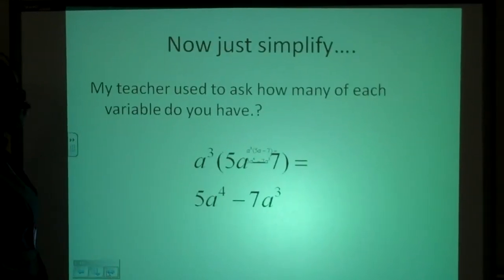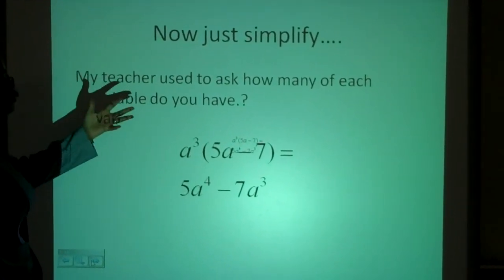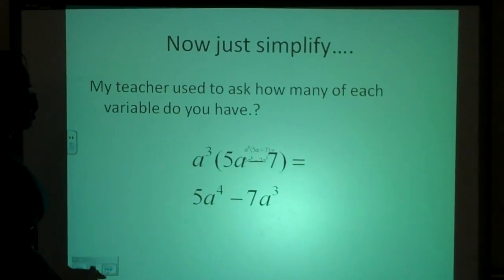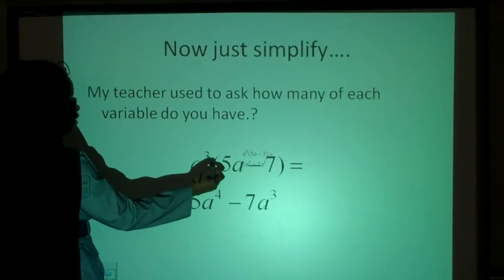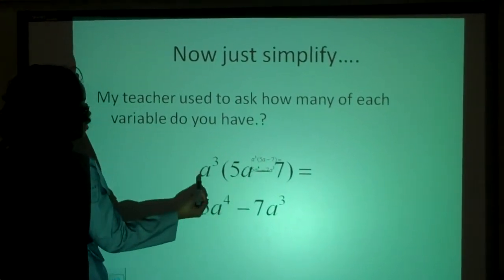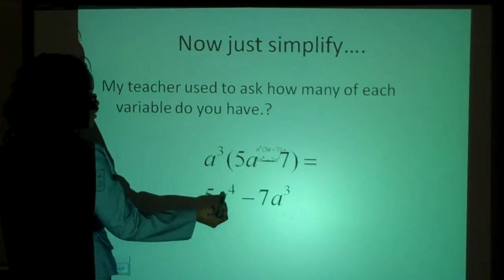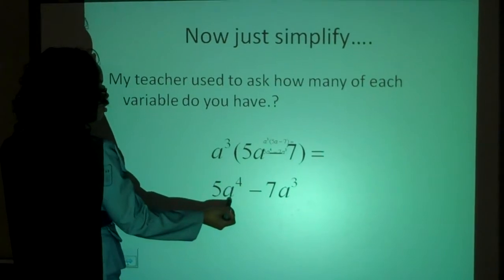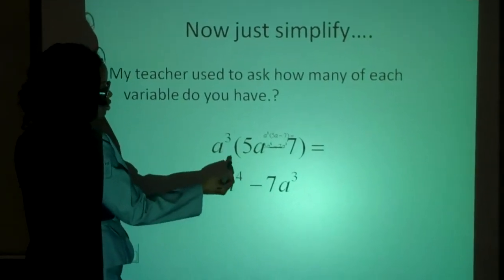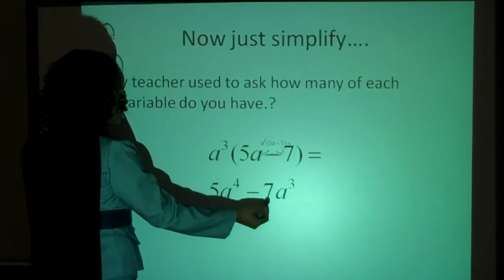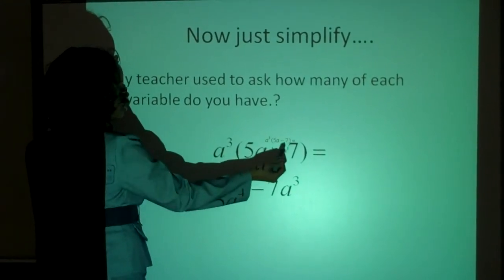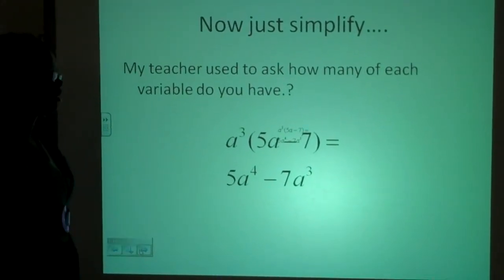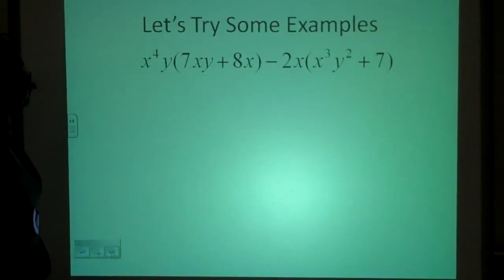So I've already done that problem. Here we have, my teacher used to ask me, how many of each variable do you have? Well, if I have a to the 3rd times 5a minus 7, I know I multiply the coefficients. 1 times 5 is 5. I have 3 a's here, 1 a here. All together I have 4. 1 times negative 7 is negative 7. I have 3 a's here, no a's here. All together I have 3. That's what she means by how many of each variable do you have.